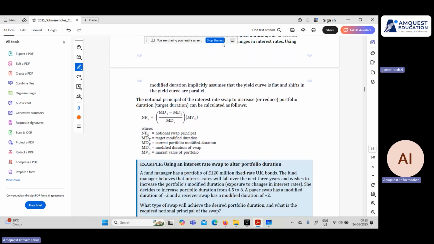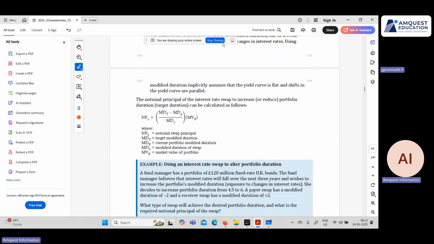So the question. Yeah, this question. So target duration is 6. Current is 4.5. So 6 minus 4.5. A payer swap has a modified duration of -2 and a receiver swap has a duration of 2. What type of swap will achieve the desired portfolio duration and what is the required notional principal?